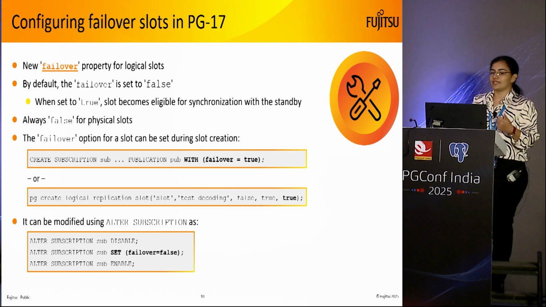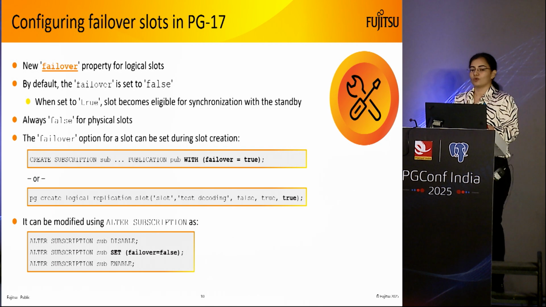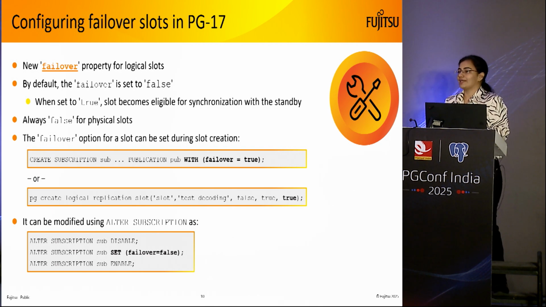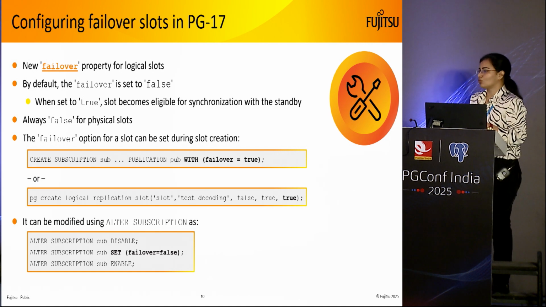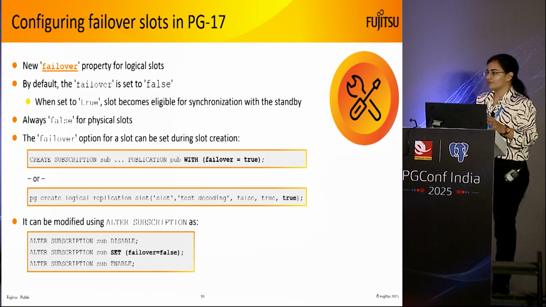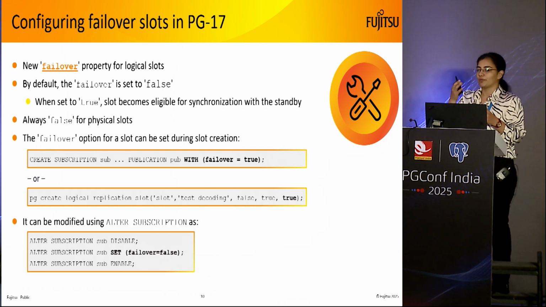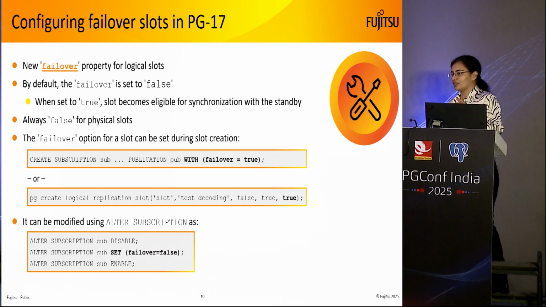So, let us see how to configure our slots to use this feature. To configure any logical slot for failover, a new option was introduced called failover. You can set this property to true, and by default it is false. So, by default this feature is not enabled for logical slots. Whenever this is set to true, the logical slot becomes eligible for synchronization to the standby node. So, the user can choose which logical slots should synchronize and which should not.